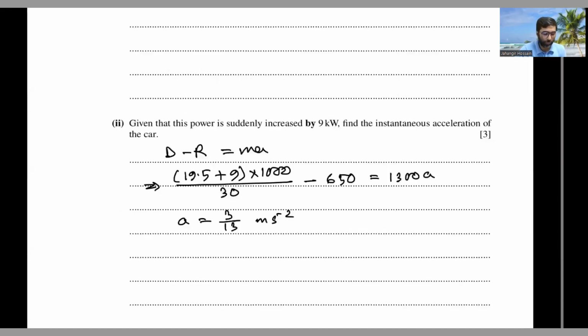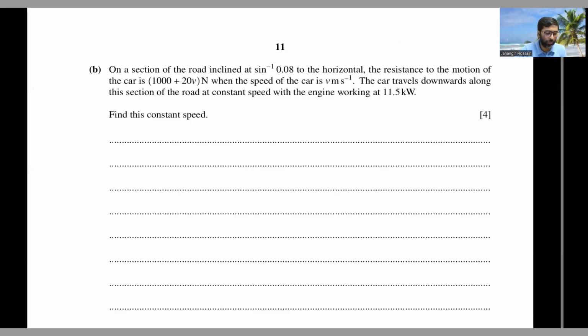Now, that's part 2, and there's the part B. On the section of the road inclined at sine inverse 0.08, the resistance to the motion of the car is 1000 plus 20 v when the speed of the car is v meter per second. The car travels downward along this road at constant speed, while the engine is working at power of 11.5 kilowatt.